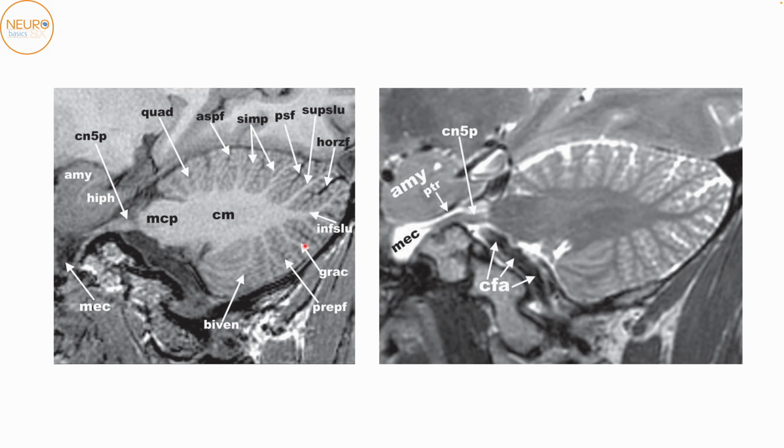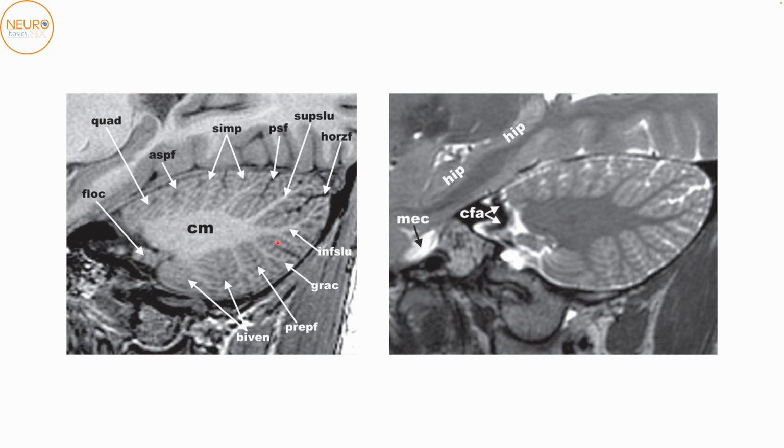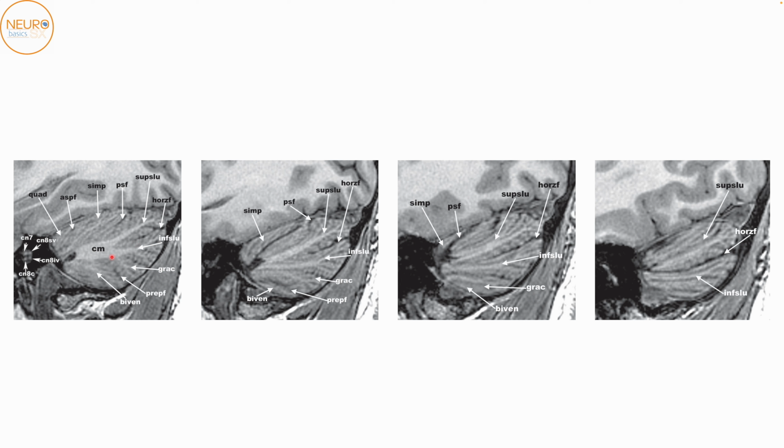Okay, so as you go more and more laterally, you just get more and more of the cerebellar hemisphere with the different lobules which are present over here. Okay, and the fissures will become a lot more obvious the more lateral we go. As we can see, the more lateral it goes from the midline, the more obvious the horizontal fissure becomes. So in the last image over here, you can clearly make out the horizontal fissure.